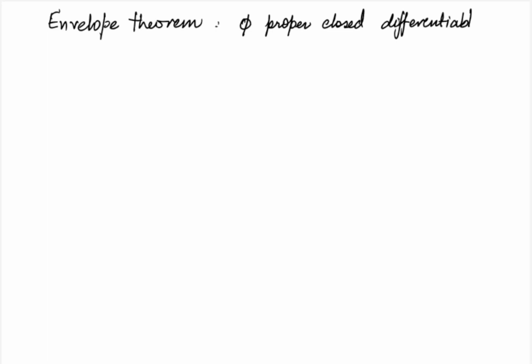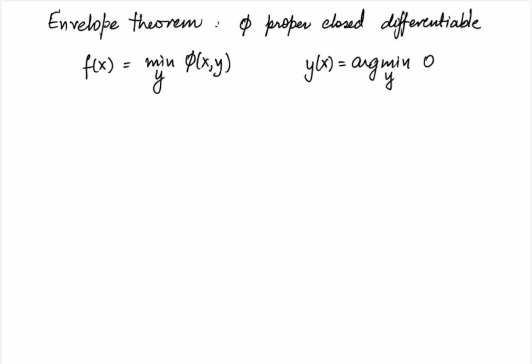Before concluding, we take a look at the envelope theorem, which is very useful in practice. We will consider its simplified version that is easy to prove, while remarking that a general version also exists. Suppose that phi is some proper closed convex and differentiable function in its arguments, and let f of x equal to min over y of phi of x comma y. Let us also denote y of x equal to arg min over y of phi of x comma y.